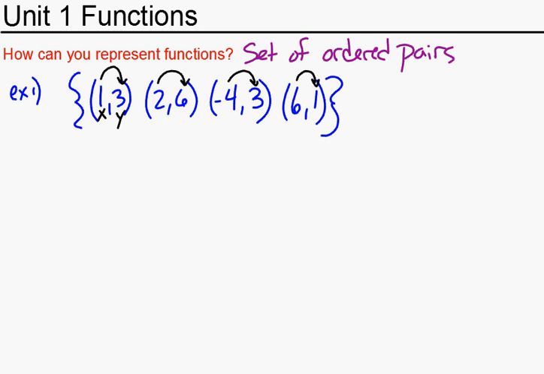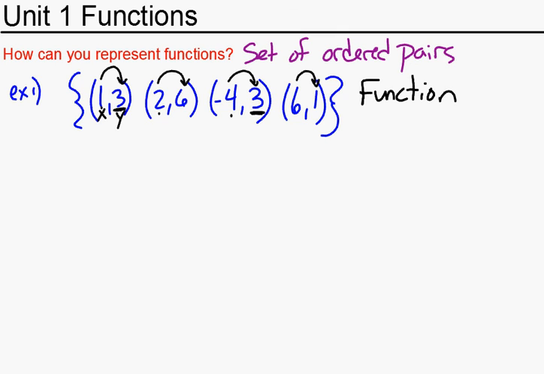So I look at it and say, okay, am I consistent? Does 1 always go to 3? Yes. And it goes to no one else. 2 always goes to 6 and no one else. -4 always goes to 3 and no one else. Notice it's okay that they both go to 3 because -4 still only goes to one value and 1 only goes to one value. And 6 only goes to 1 and nothing else. So this is a function.